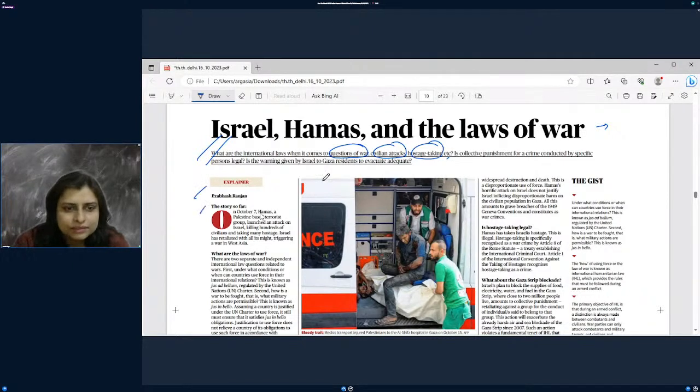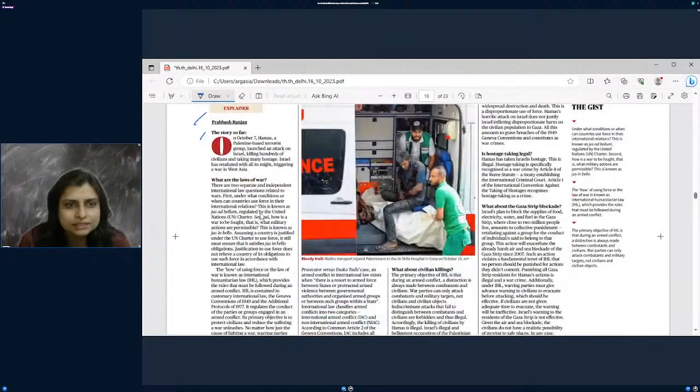Now, on October 7, Hamas, a Palestinian-based terrorist group, launched an attack on Israel, killing hundreds of civilians. Again, I'm saying war is not the solution for anything, and the ones at the receiving end are the civilians, and they also took many hostages. Israel has retaliated with all its might, triggering a war in West Asia. So, what are the laws of war?